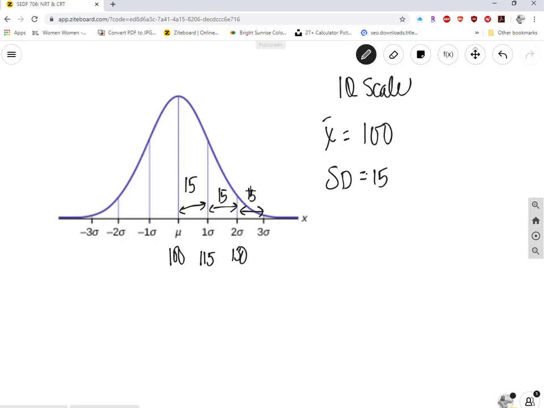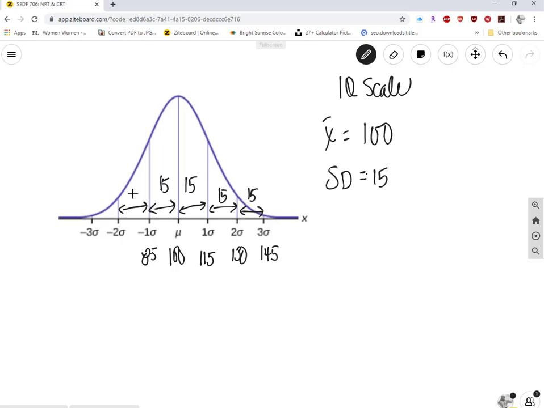If I add another deviation, then I can say that 3 standard deviations above the mean, when the mean is 100 and the standard deviation is 15, I have a corresponding raw score of 145. Similarly, I can look at this by going in the opposite direction. This is also a distance of 15. If I have 1 standard deviation below the mean, I have a corresponding raw score of 85 when the mean is 100 and the standard deviation is 15.